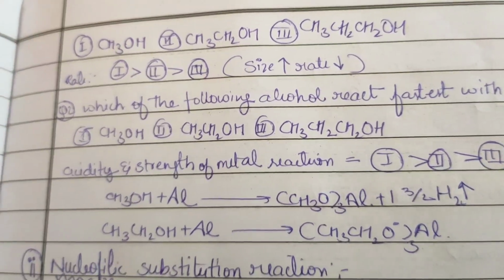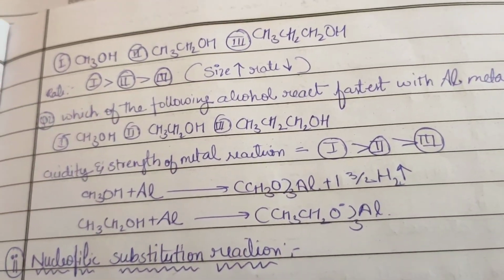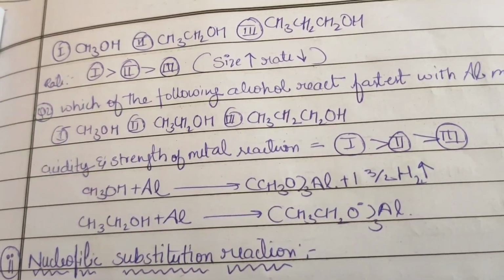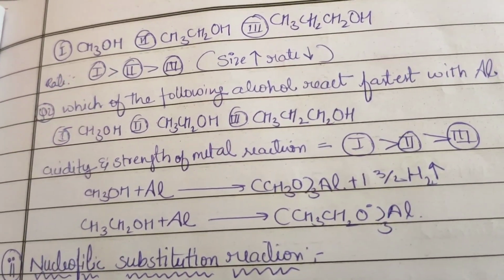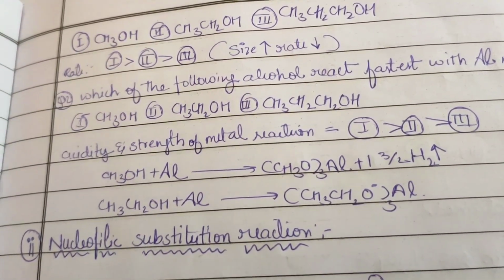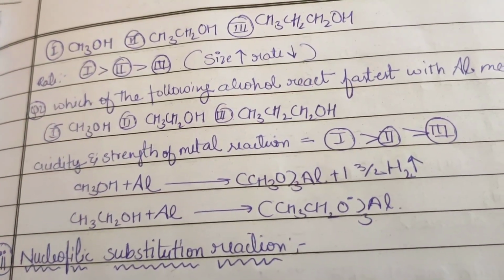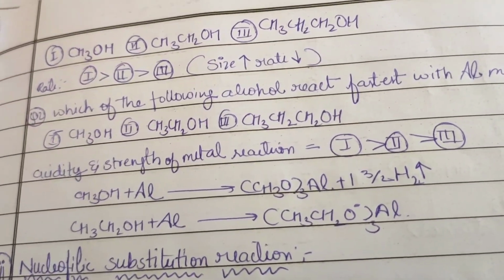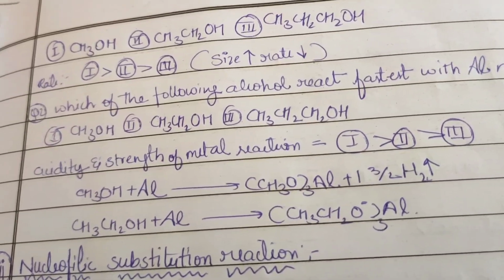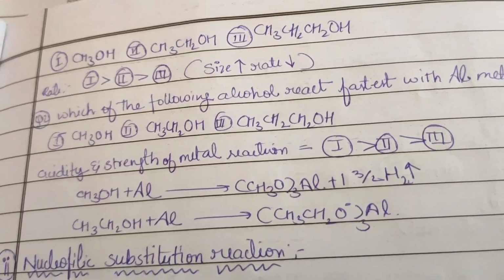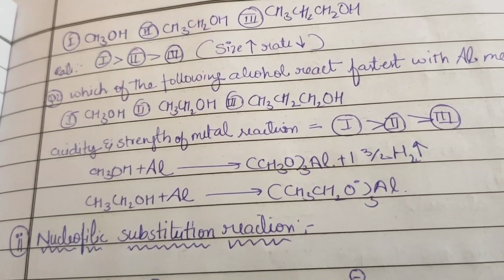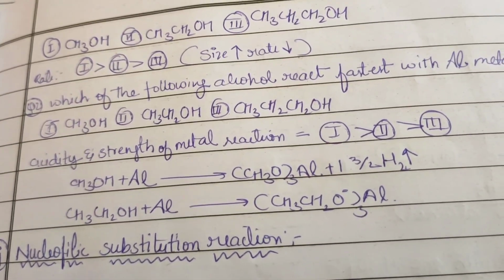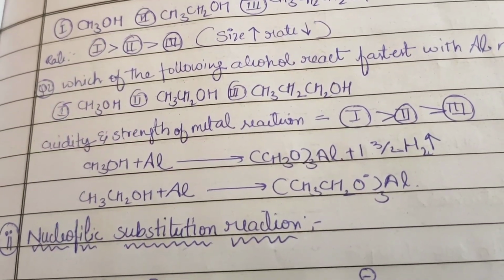Then in the second question, as you can see, which of the following alcohols reacts fastest with aluminium metal? The given compounds are CH3OH, CH3CH2OH, CH3CH2CH2OH. The acidic strength and stability of the alkoxide are the same. So the comparison is 1 greater than 2, greater than 3. CH3OH plus aluminium gives rise to (CH3O)3Al plus 3/2 H2. CH3CH2OH plus Al gives rise to (CH3CH2O)3Al.